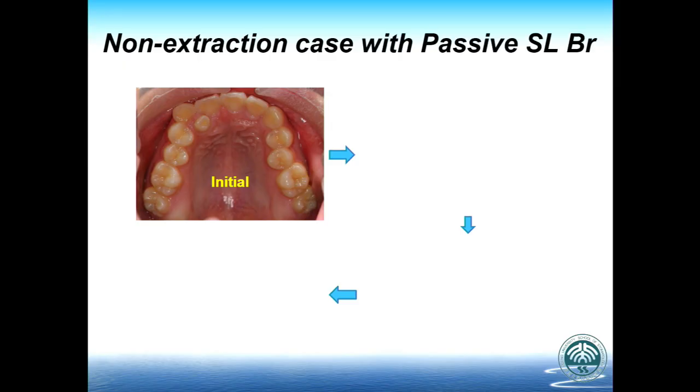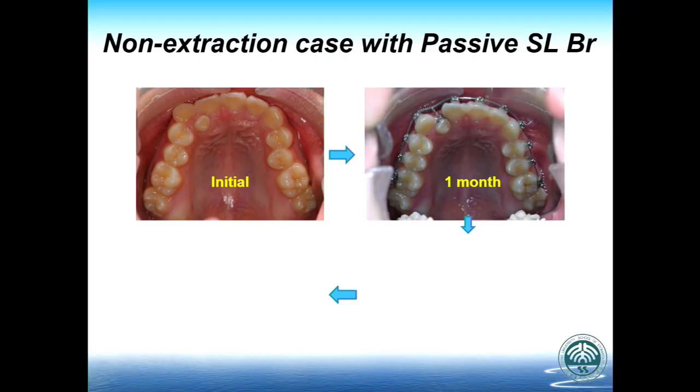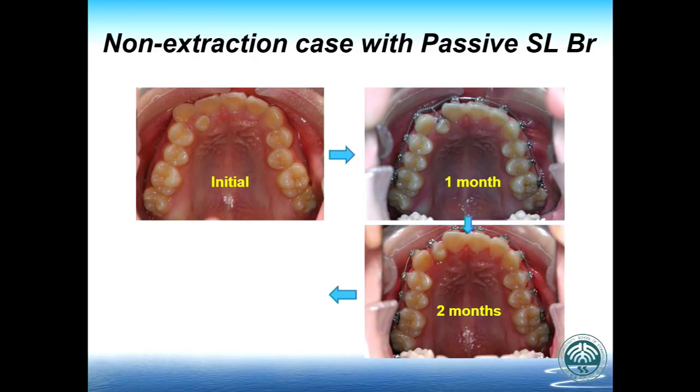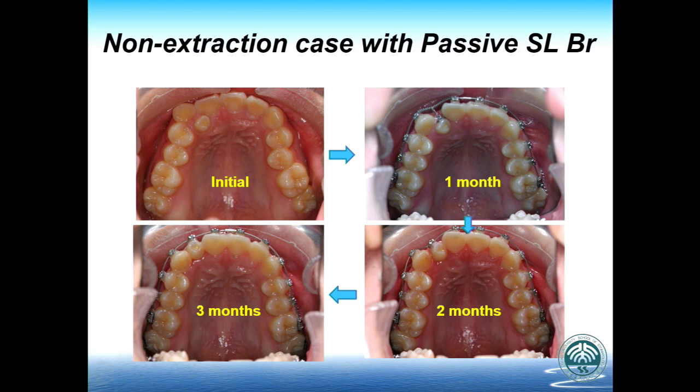Let's have a look at this case. This is a non-extraction case with passive self-ligating brackets. It's very crowded. I use the diamond brackets and non-extraction, and I put open coil steel here. At 1 month, we get a space here, and at 2 months it is nearly aligned. At 3 months, you can see the teeth move much faster.